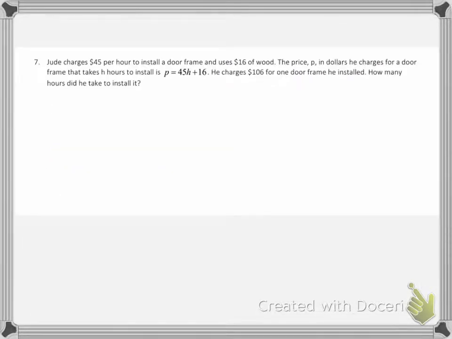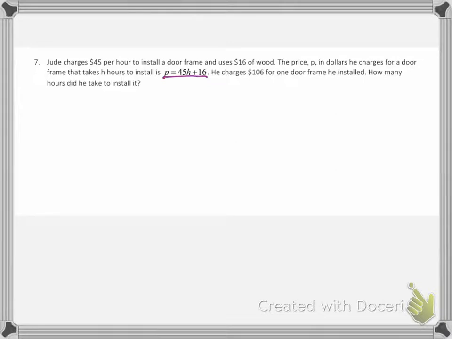And last but not least here, number 7. Jude charges $45 per hour to install a door frame and uses $16 of wood. The price P in dollars he charges for a door frame that takes H hours to install is P equals 45H plus 16. Nice problem here where the equation is given to you. He charged $106 for one door frame he installed. How many hours did he take to install it?